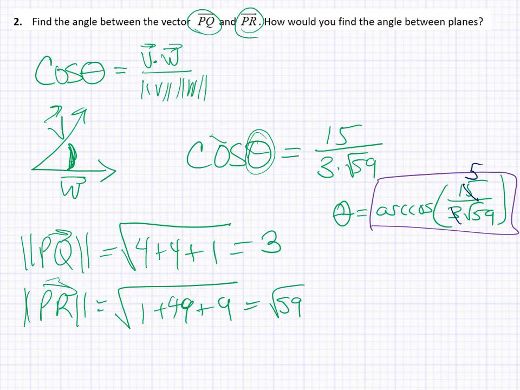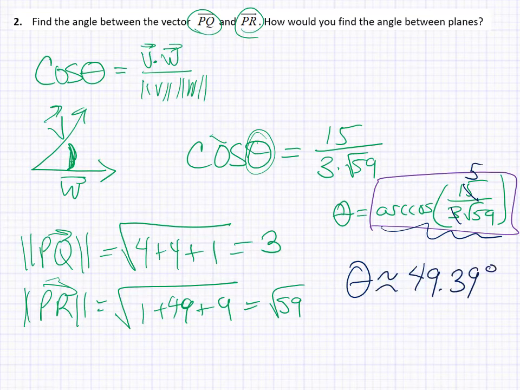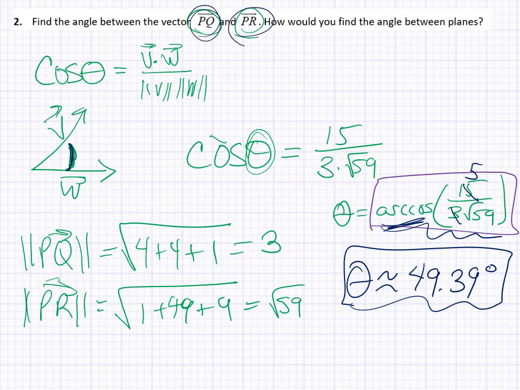Now, that doesn't give you a whole lot of information if you're really trying to figure out what angle we're talking about. I don't know that anyone can visualize the angle based off of that calculation there, but that is the exact value of the angle. If we plug it into our calculator, make sure your calculator is set to degrees, you would say that the angle is roughly 49.39 degrees. That's what happens when you take the arc cosine of 5 over square root of 59. And that's probably going to be more beneficial. So about 50 degrees is about the angle. Now you have an idea of the relationship between the angle for vectors PQ and PR.